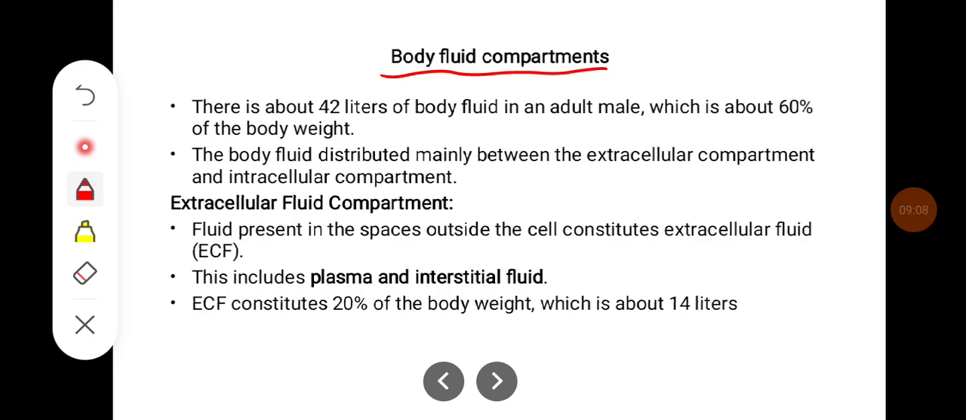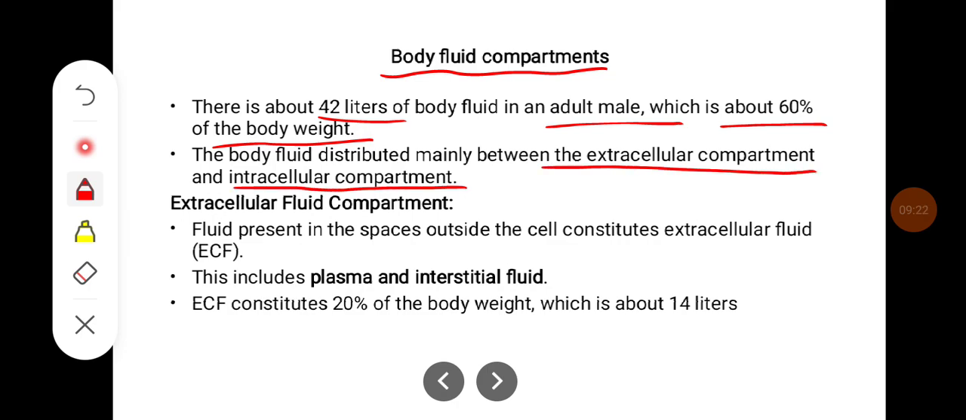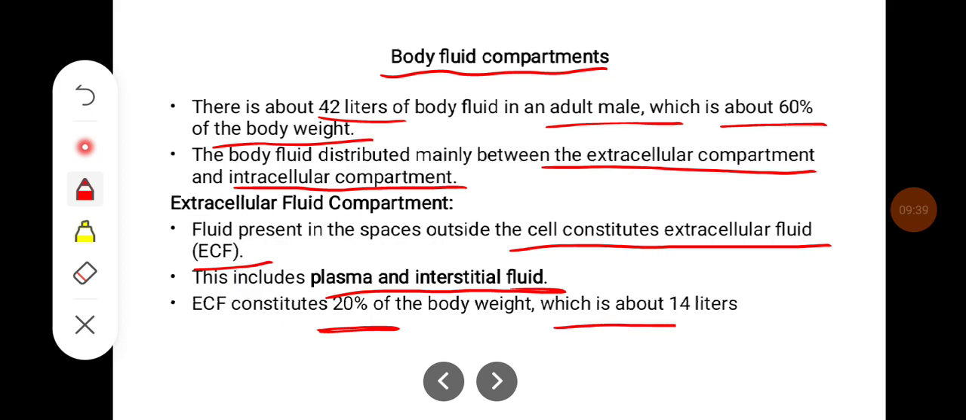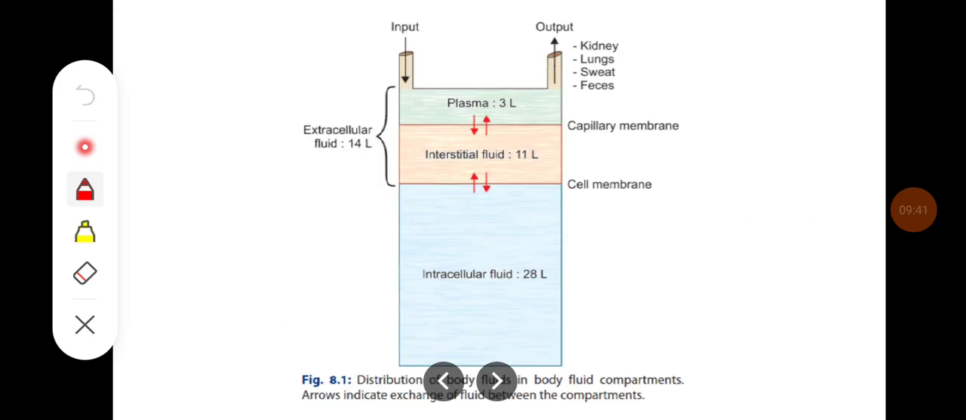Coming to body fluid compartments, there is about 42 liters of body fluid in an adult male, which is about 60% of the body weight. The body fluid is distributed mainly between the extracellular compartment and the intracellular compartment. The fluid in the spaces outside the cells constitutes extracellular fluid. This includes the plasma and the interstitial fluid. The ECF constitutes about 20% of the body weight, which is about 14 liters.